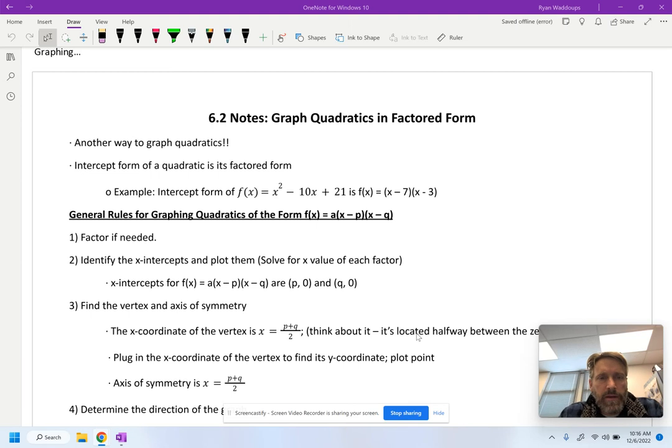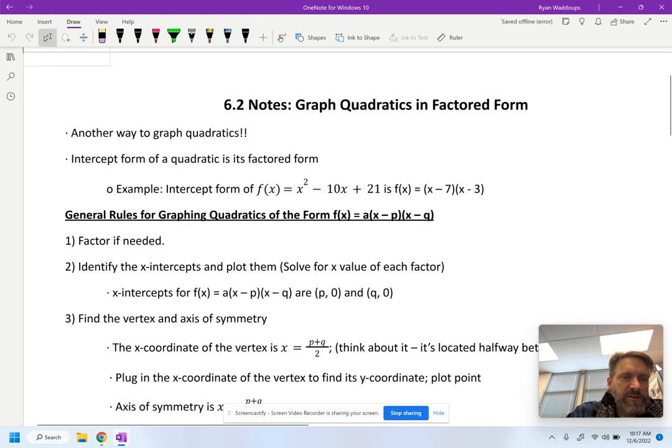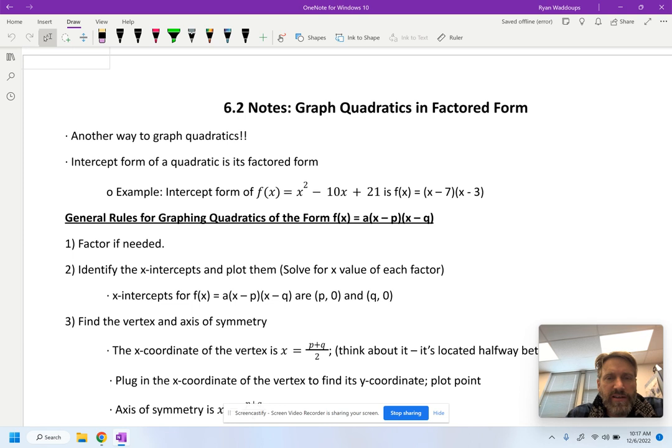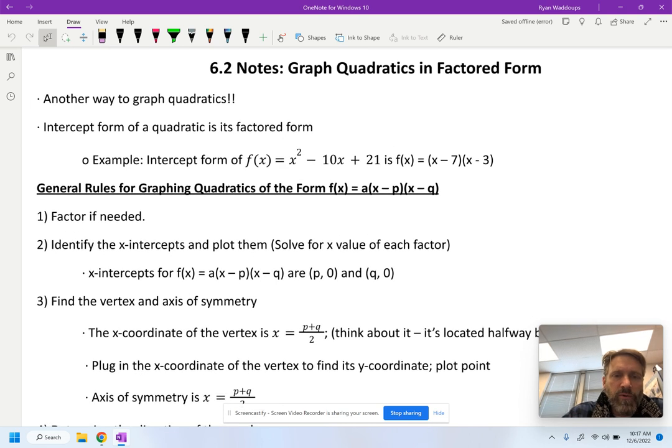Hello, welcome. This is a lesson on how to graph quadratic equations when they're in factored form. This is yet another way to graph quadratics. It's sometimes called the intercept form of a quadratic, and it's in its factored form. So, an example, the intercept form of f of x equals x squared minus 10x plus 21. If you factor that, it would be f of x equals x minus 7 times x minus 3.